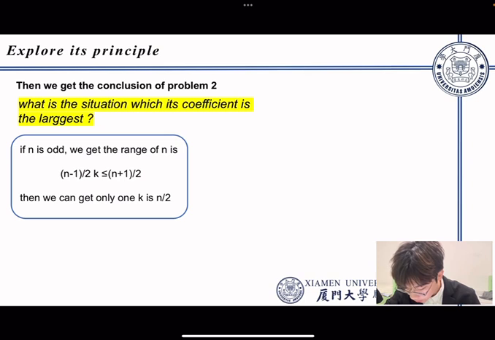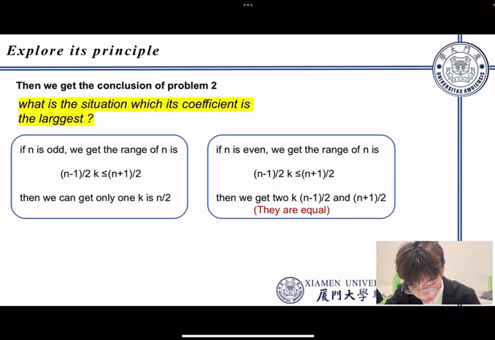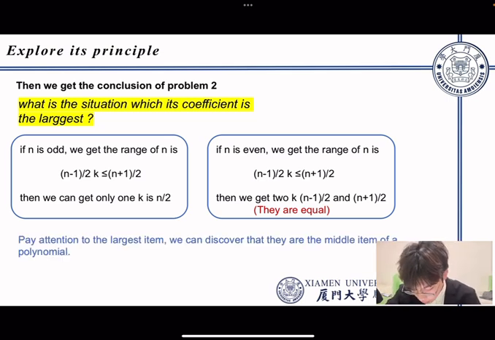If n is odd, we get only one k, which is n over 2. If n is even, we get two k, n minus 1 over 2 and n plus 1 over 2. They are equal. So it has two largest coefficients in the terms. Pay attention to the largest terms. We can discover that they are the middle terms of the polynomial.